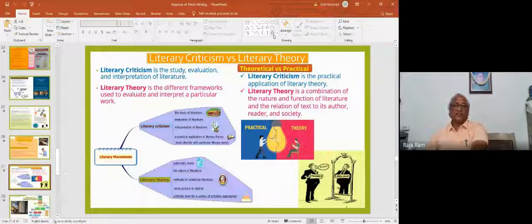What is literary criticism? It's literary criticism versus literary theory. Theory is theoretical, criticism is practical. So simply we can just move from this point of view. Literary theory is theoretical, literary criticism is practical. So literary theory is an idea, and literary criticism is its application.